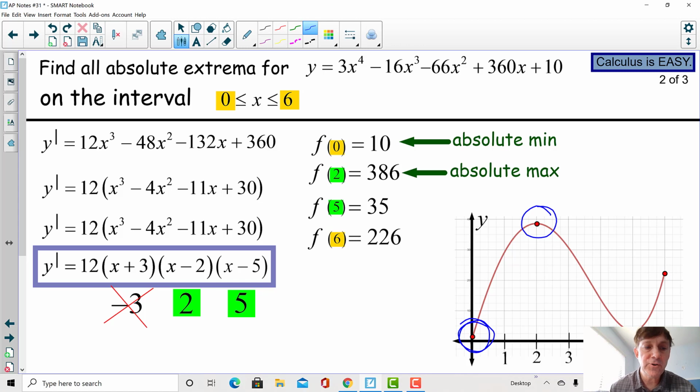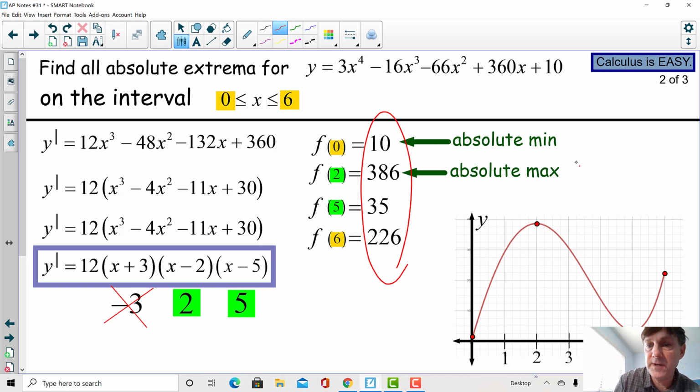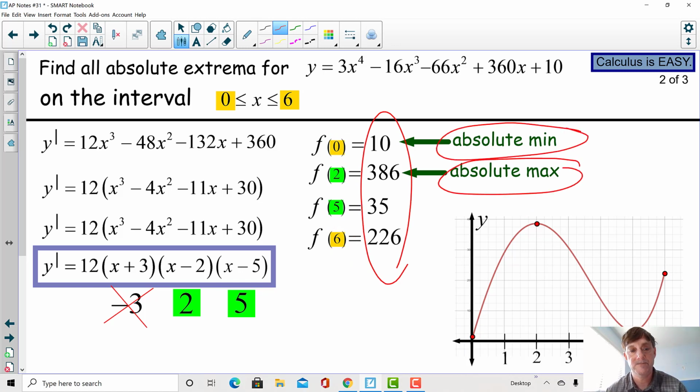So we're not filling out our chart for the first derivative test. We just find our critical numbers, plug them in, and see how big the function is at that spot. And we also plug in the two endpoints and see how big the function is at that spot. Then we just look at all the answers. The biggest one is the absolute max. The smallest one is the absolute min. And that's it.